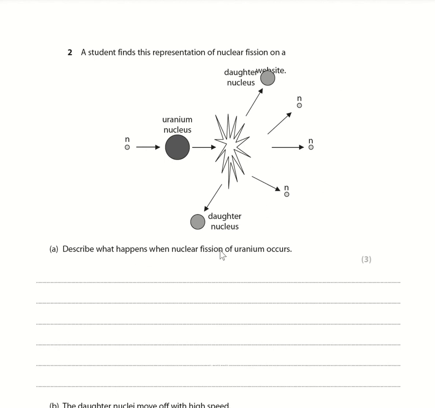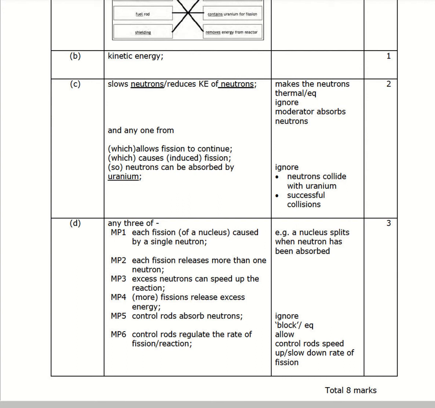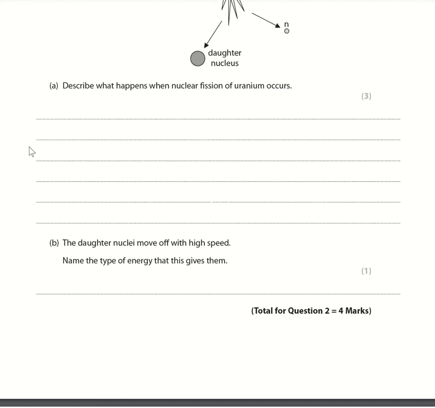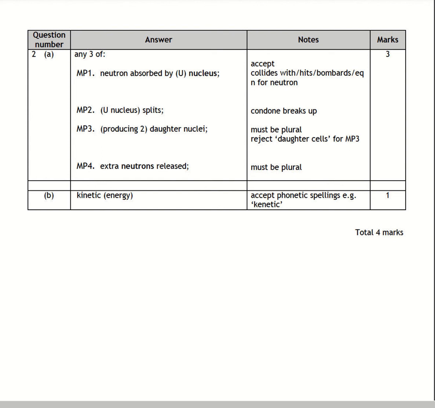Describe what happens when nuclear fission of uranium occurs. So, neutron absorbed by uranium nucleus. The nucleus splits, producing two daughter nuclei, and extra neutrons released. So, daughter nuclei formed, and extra neutrons are released. The daughter nuclei move off with high speed. Name the type of energy that this gives them. Kinetic energy.